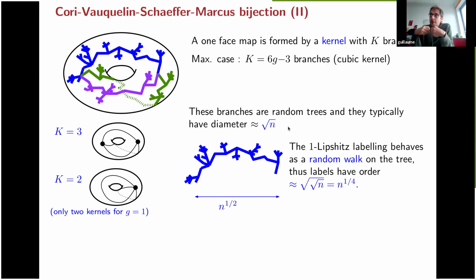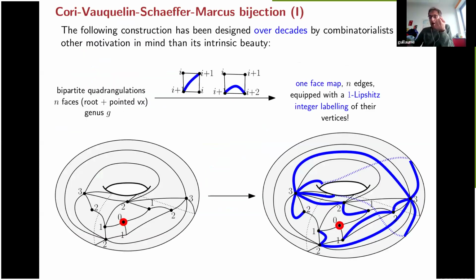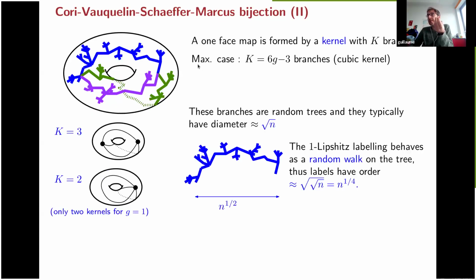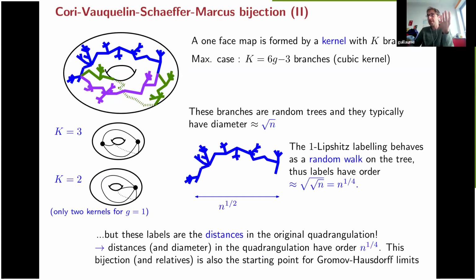Of course, you don't have only the tree, you also have this one-Lipschitz labeling that plays a role. But this one-Lipschitz labeling, if you take it at random along the branches of each tree part, will behave as a random walk somehow. And the increment of a random walk along a branch of length square root n will be square root of square root n. So the typical order of this label will be n to the 1/4. And this is exactly how you prove this Chassaing-Schaeffer result about the typical distances in the map. Because these labels are the distances in your original map. This is how you started the construction.